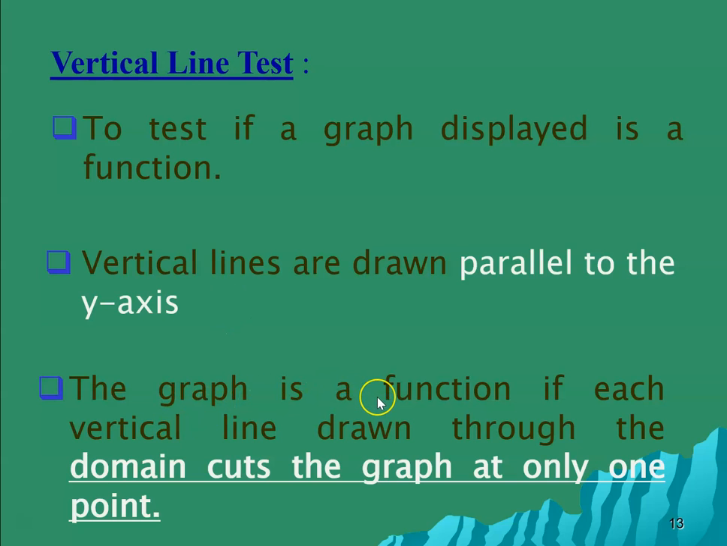And the graph is a function if each vertical line drawn through the domain cuts the graph at only one point. Okay, so suatu graph itu kita consider sebagai suatu fungsi bila mana vertical line yang kita draw tadi cuma potong graph tu sekali saja, cuma potong pada satu point sahaja. So kalau dia potong pada satu point, that we consider it as a function.